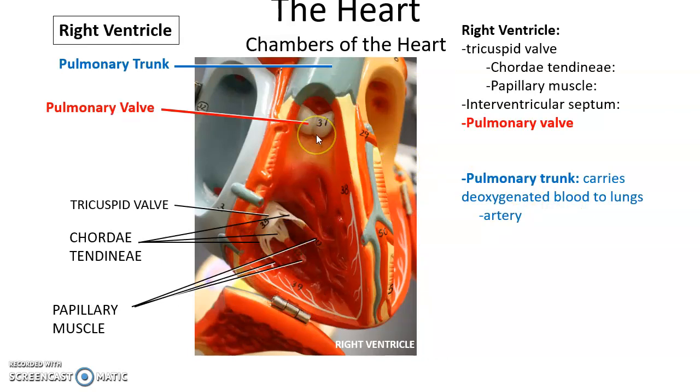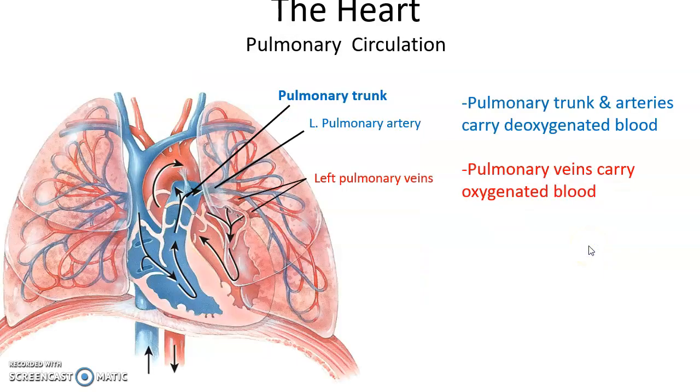At the superior end of the right ventricle, we have another valve. This is the pulmonary valve. And the pulmonary valve is basically at the border between the right ventricle and the pulmonary trunk. So deoxygenated blood leaves the right ventricle, passes through the pulmonary valve, and enters the pulmonary trunk, which is an artery. Blood will then split off the pulmonary trunk into the right and left pulmonary arteries.